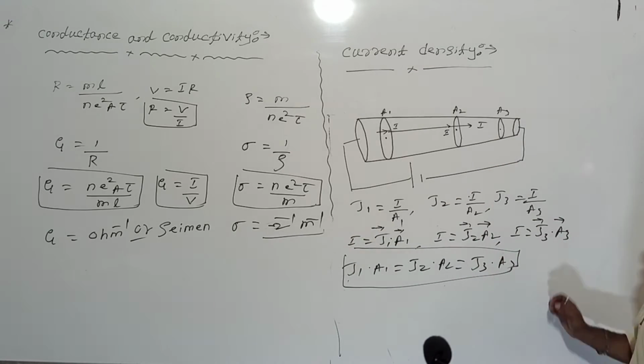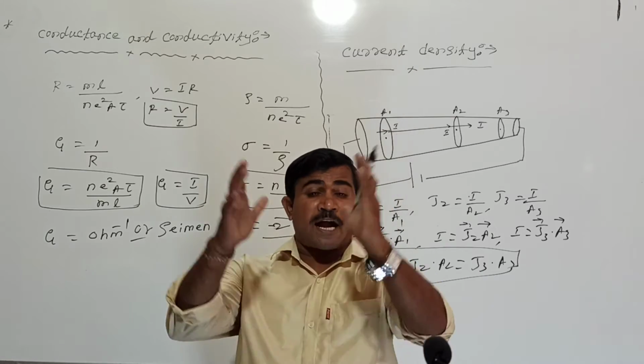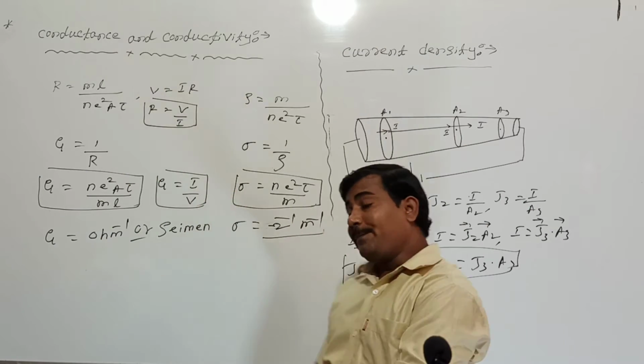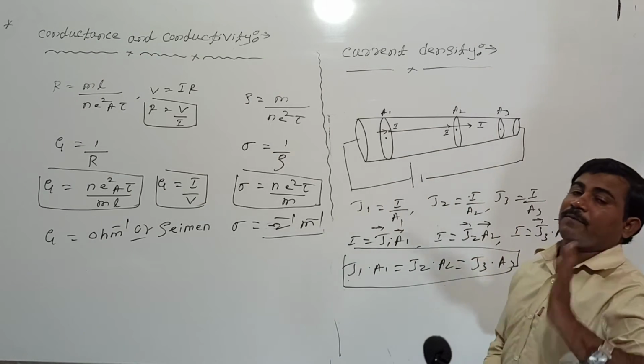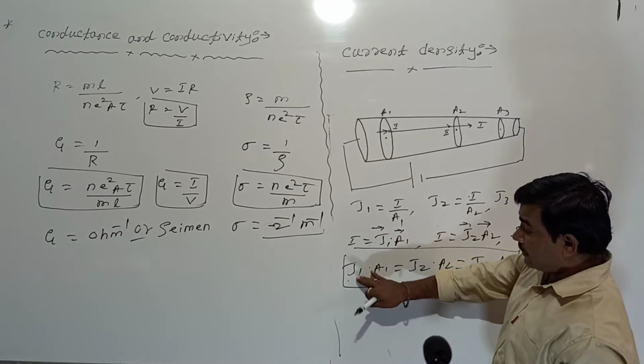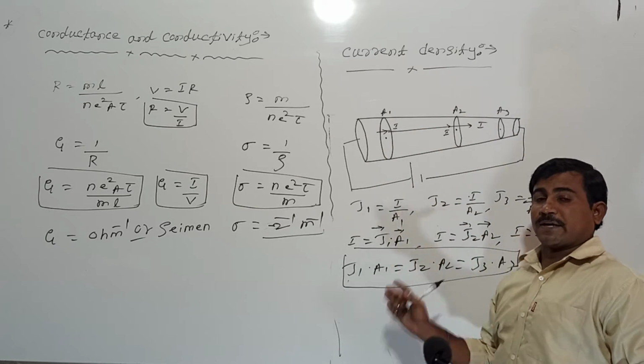Current density of this calculation. I mean, the current density changes at every point, but the product of current density and area remains the same always, because the product of current density and area is nothing but the current in the conductor. The current in the conductor remains the same.